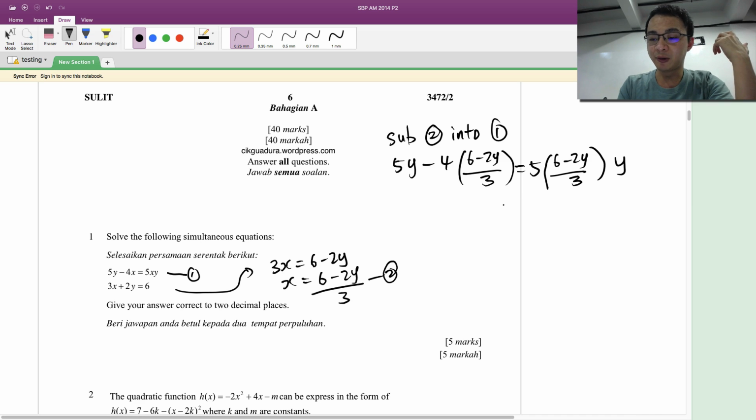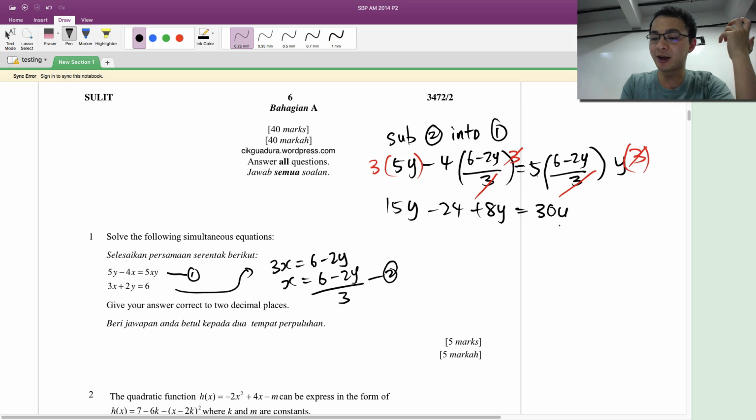What I do is I will multiply 3 for the whole equation. That means I multiply 3 here, here, and here. When I multiply 3, the 3 and 3 I will simplify here. So the whole equation now will become 15y, negative 4 multiplied by 6 is negative 24, negative 4 multiplied by this one is positive 8y, equals, this is 5y multiplied by 6 will be 30y, 5y multiplied by negative 2y will be negative 10y squared.